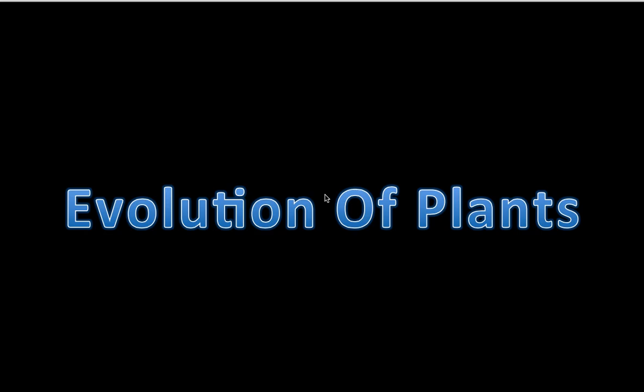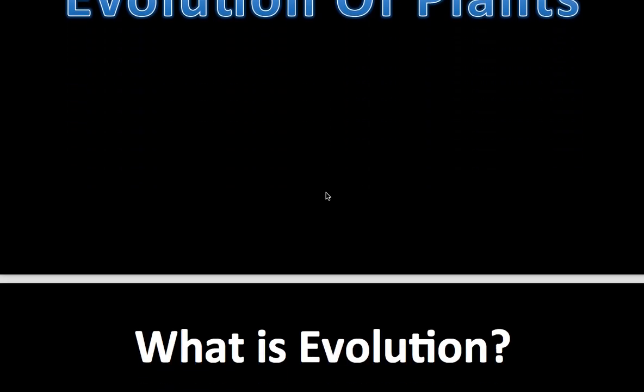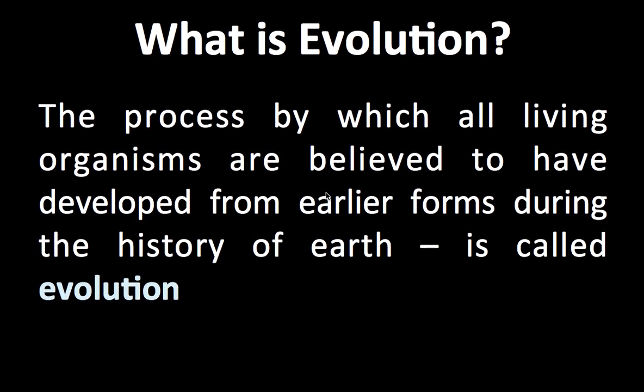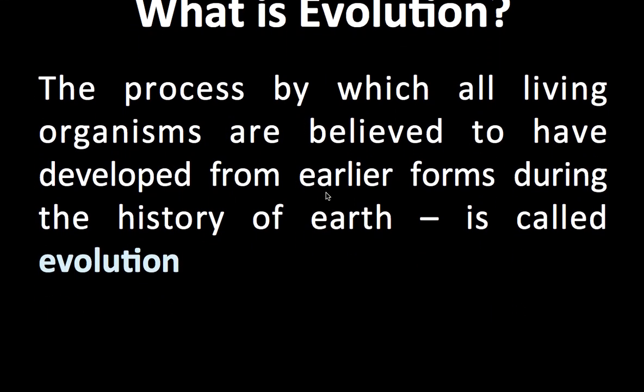Today we'll cover the topic evolution of plants. Evolution is the change in a species over several generations. So, evolution is a process by which all living organisms are believed to have developed from earlier forms during the history of Earth.